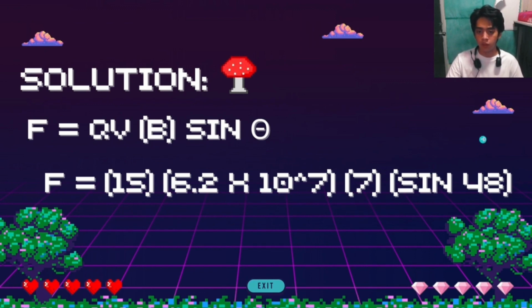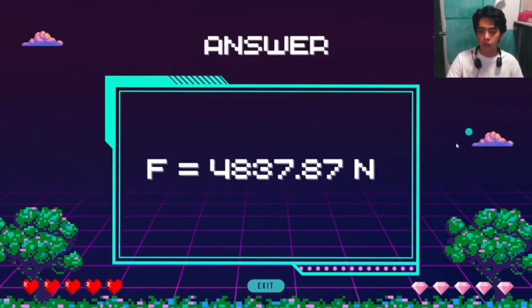So, and with that, we're going to calculate, and now we're going to reach our final answer, which is force is equal to 4,837.87 newtons, which is the force experienced by the charge from perpendicular to the field. So that's all, and thank you for listening.